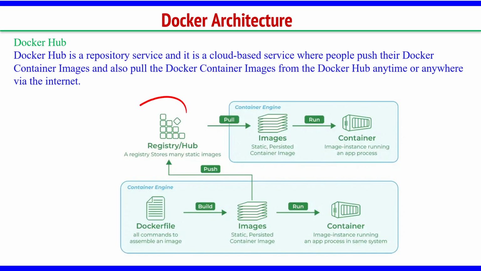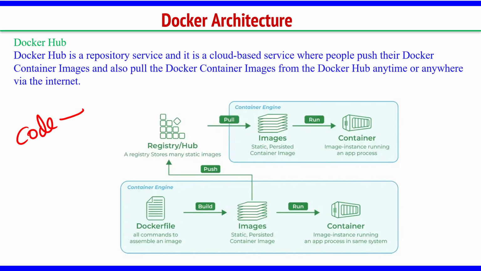This is my Docker Hub, a registry that stores many static images. Let us say you are pushing. I have a Dockerfile, with all the commands required to assemble and create an image. I will do the build and create an image. After that, I want to run these images, so I will put them in the container. This we know. If I want to run some program, this is the sequence.